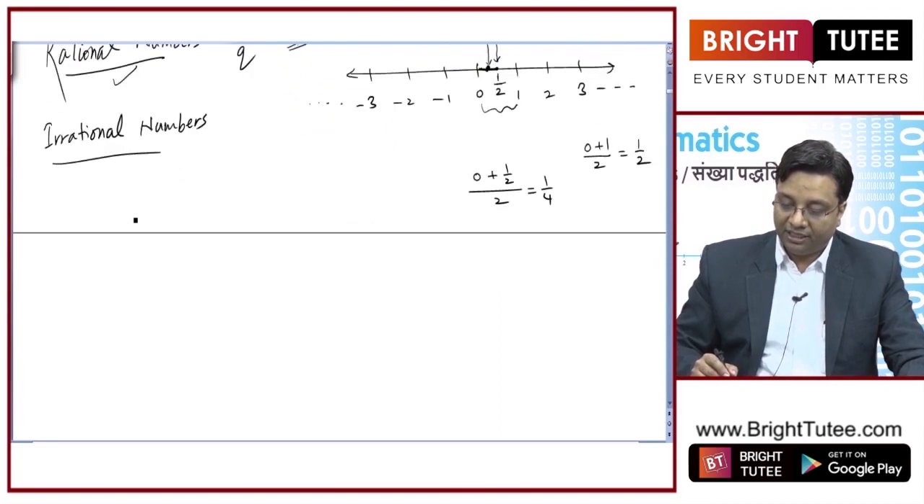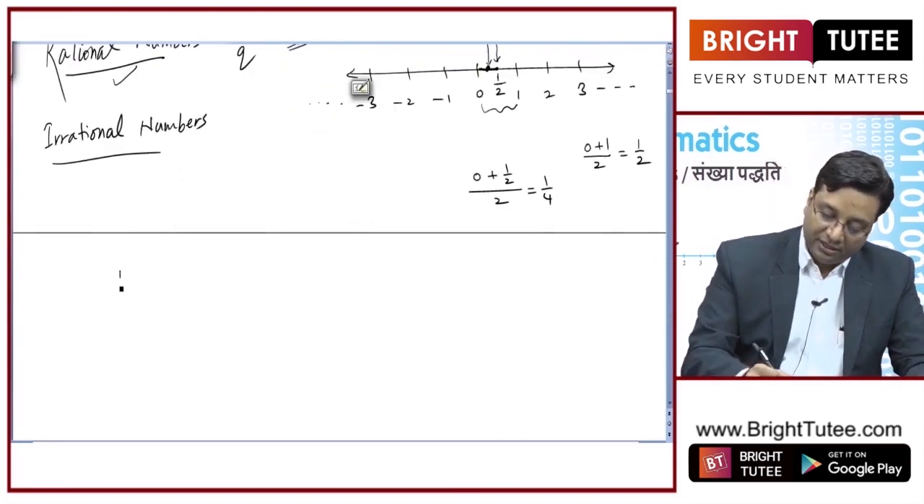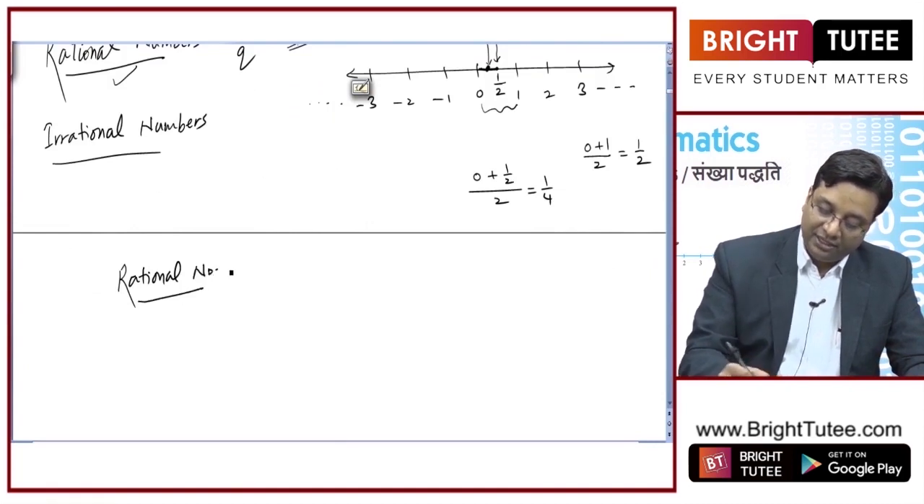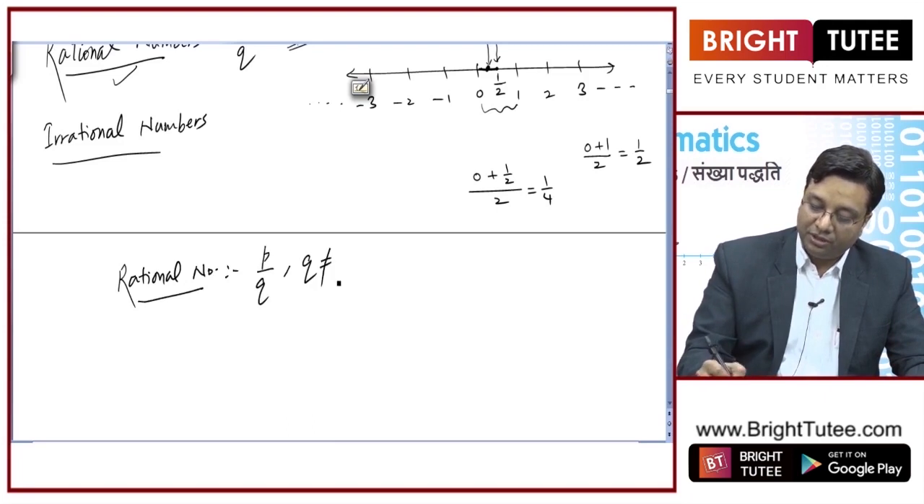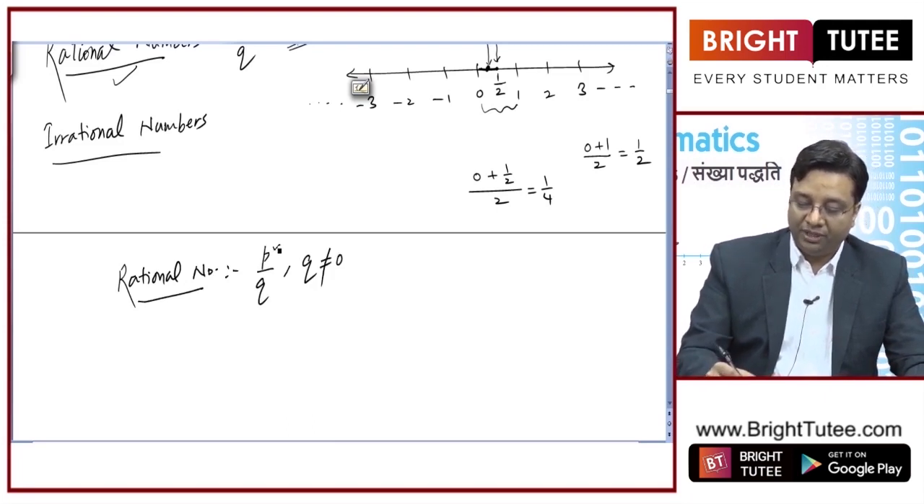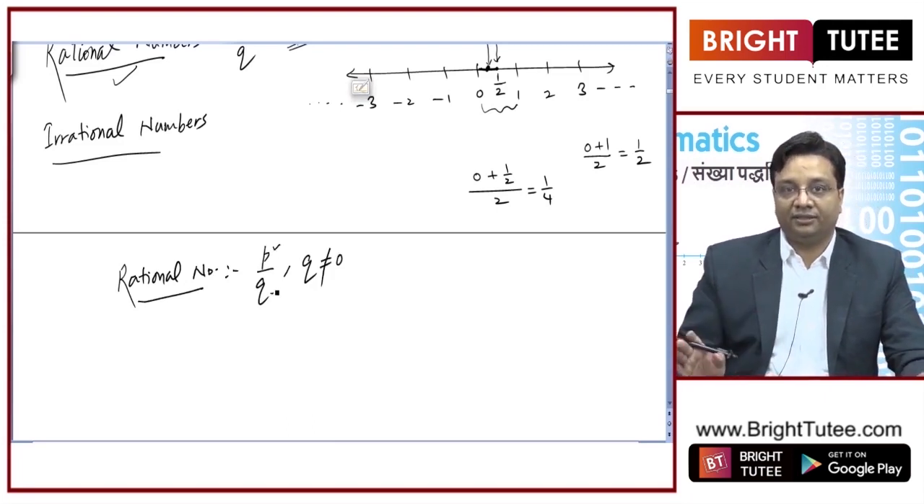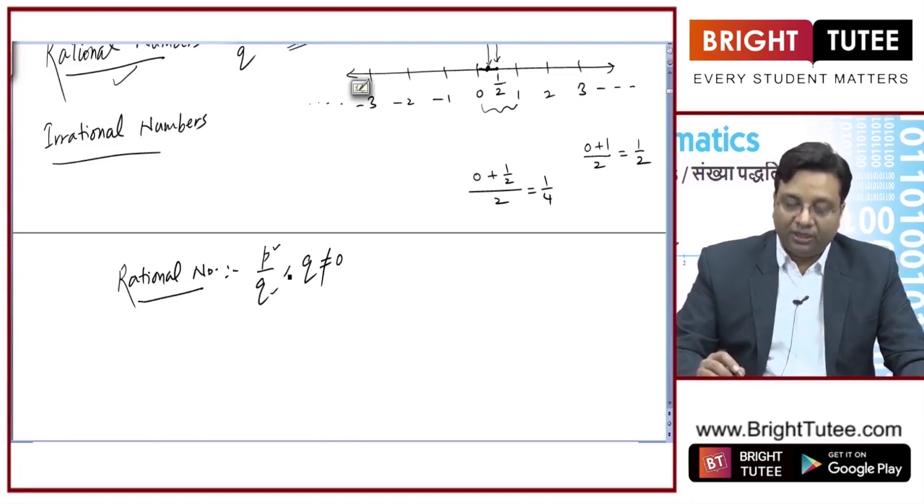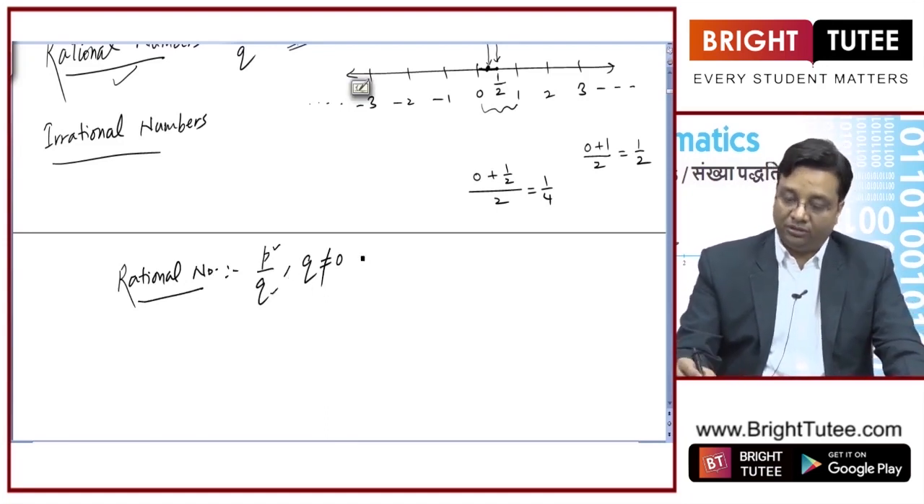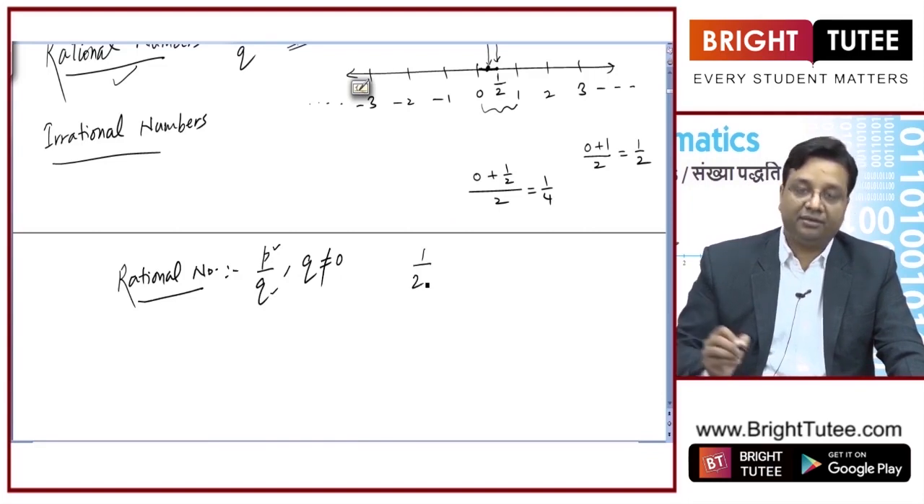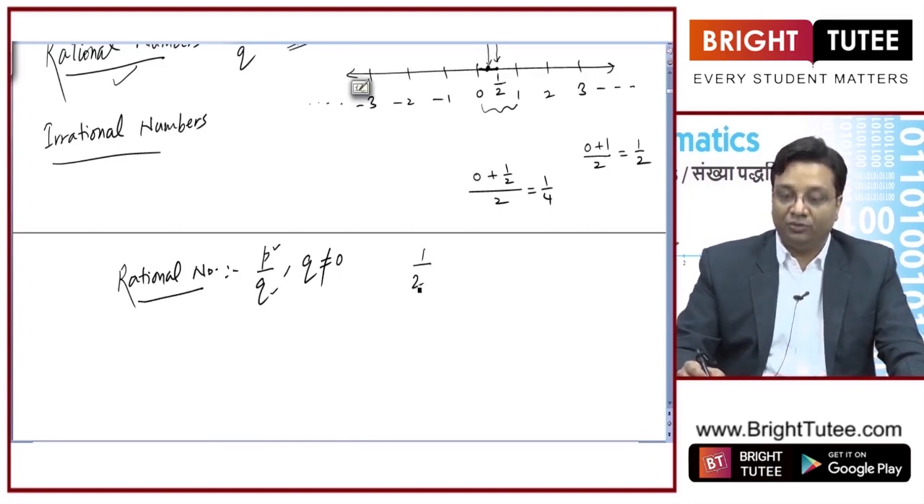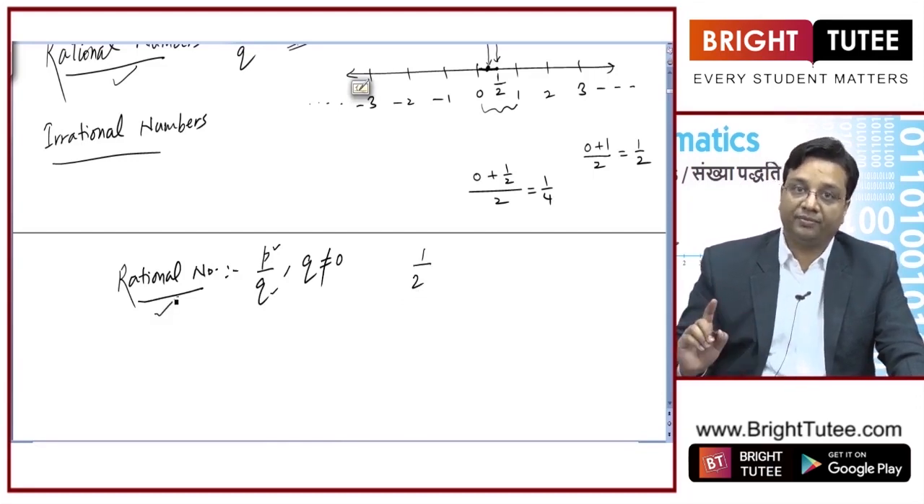Another thing that we can say about rational numbers: the first thing that we said is that they can be written in p by q form where q is not equal to 0. What are p and q? These are integers, right? So p and q are integers where q is not equal to 0. If I can write a number like 1 by 2, this is a p by q form where the denominator is non-zero, so this is a rational number.